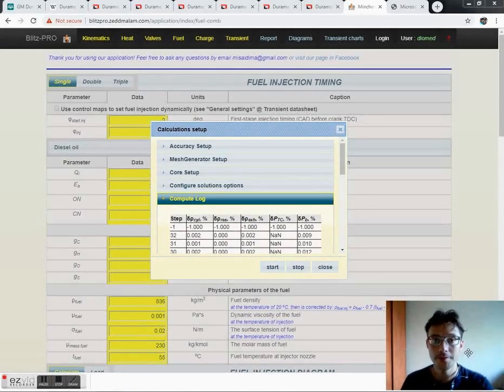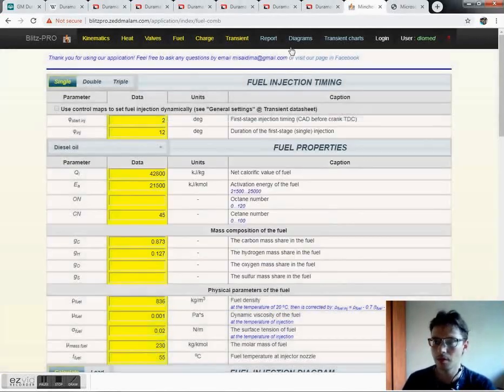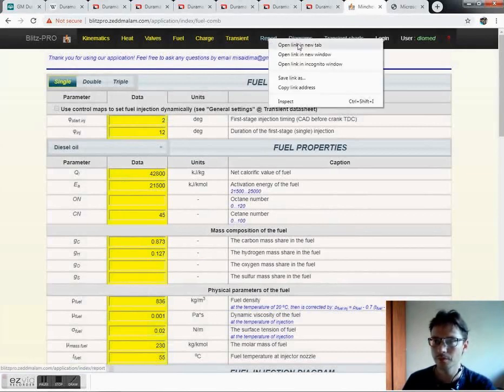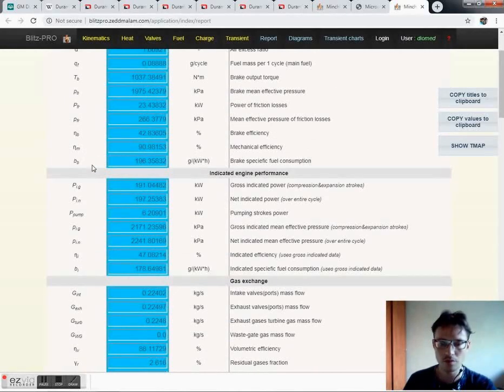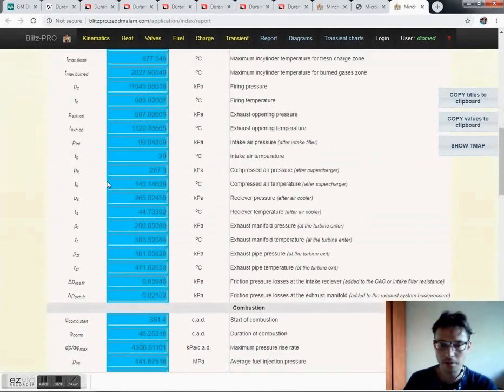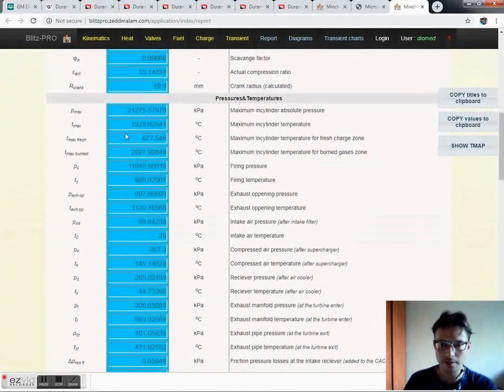Okay, let's see what we've got. The calculation finished. Let's see the report table, and we have the needed brake power, the good excess ratio, and the good brake specific fuel consumption value. But let's look at the maximum in-cylinder pressure. You see it's very big, it's 21 megapascals, it's too high.